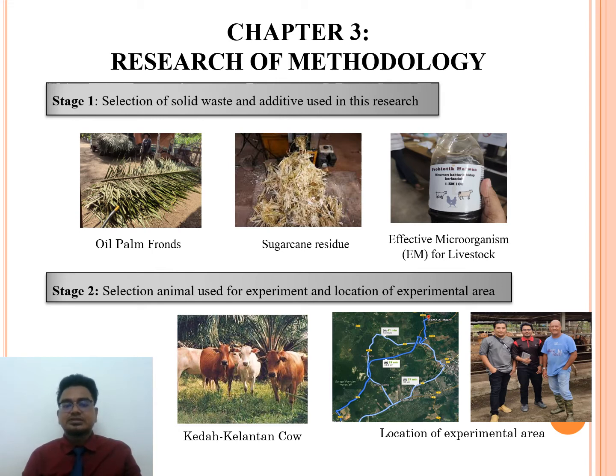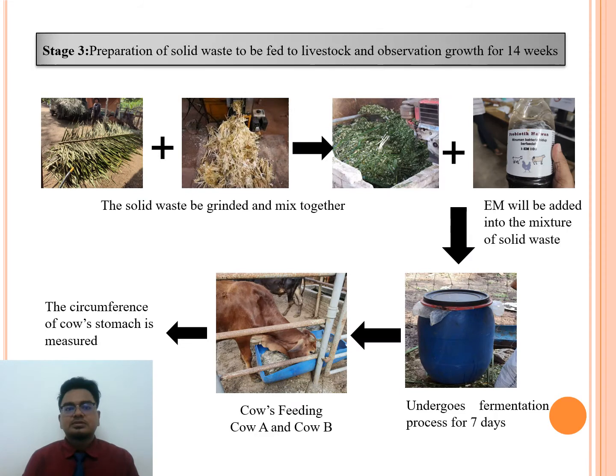Stage 2 is selection of animal used for the experiment and location of the experiment area. The animal selected is the Kedah Kelantan cow, which is familiar in Malaysia, and the experiment area is located at Bukit Goh, Kuantan, Pahang. Stage 3, preparation of solid waste to be fed to livestock and observation of the group for 40 weeks.